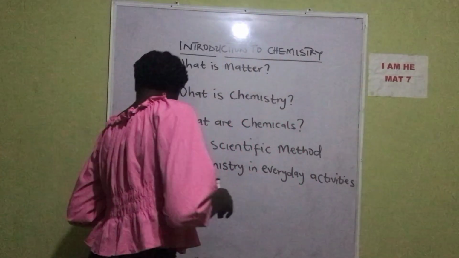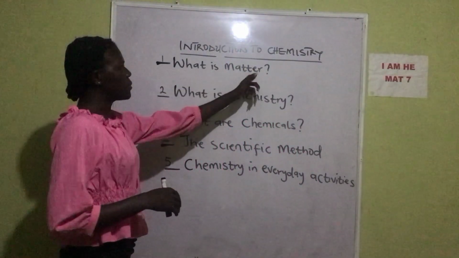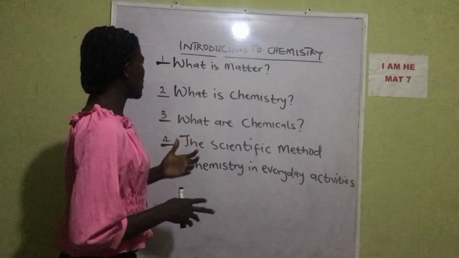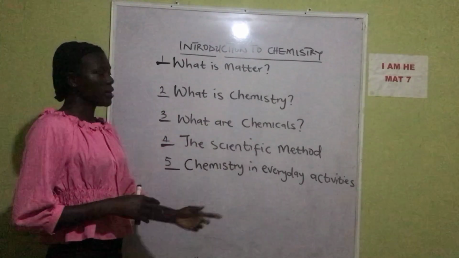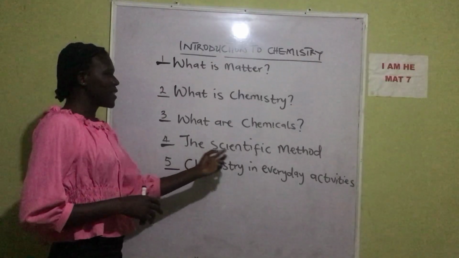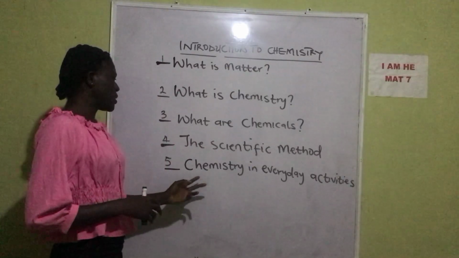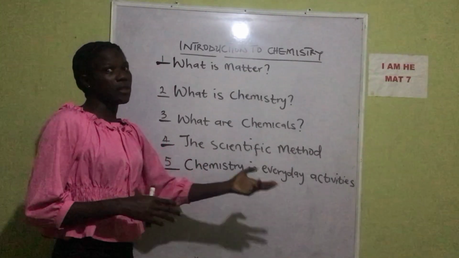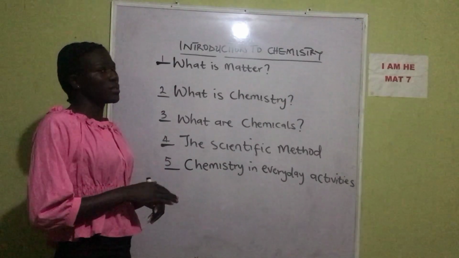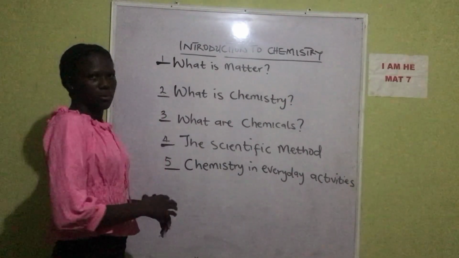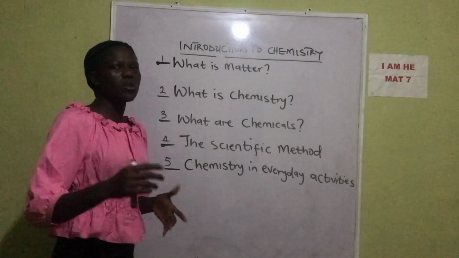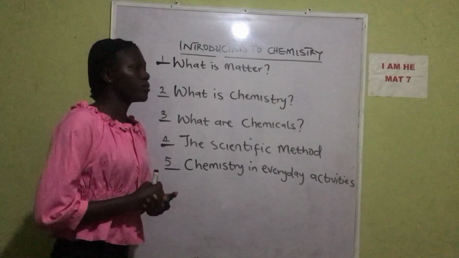Now the first thing here says, what is matter? The second point says, what is chemistry? The third point says, what are chemicals? The fourth one says, the scientific method. The fifth says, chemistry in everyday activities. Now some person might ask, why won't chemistry come first? Why does this one come second? Please watch carefully and listen, okay?